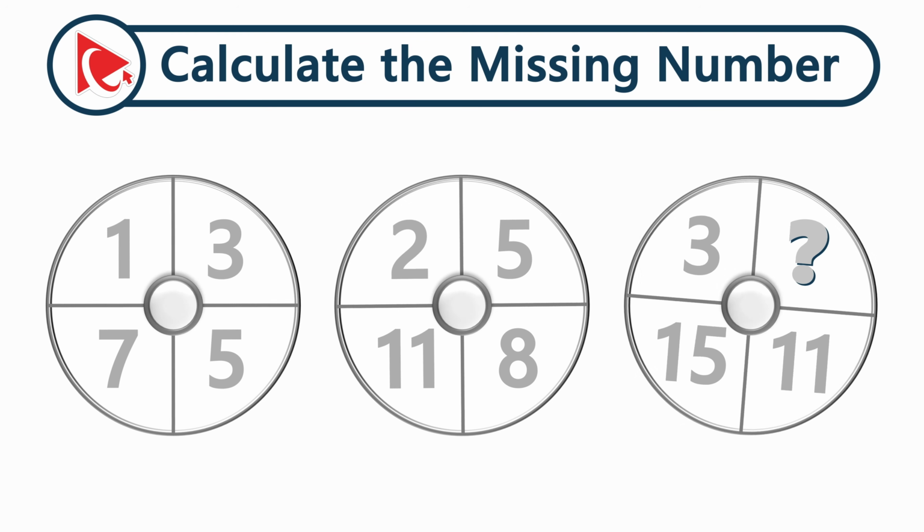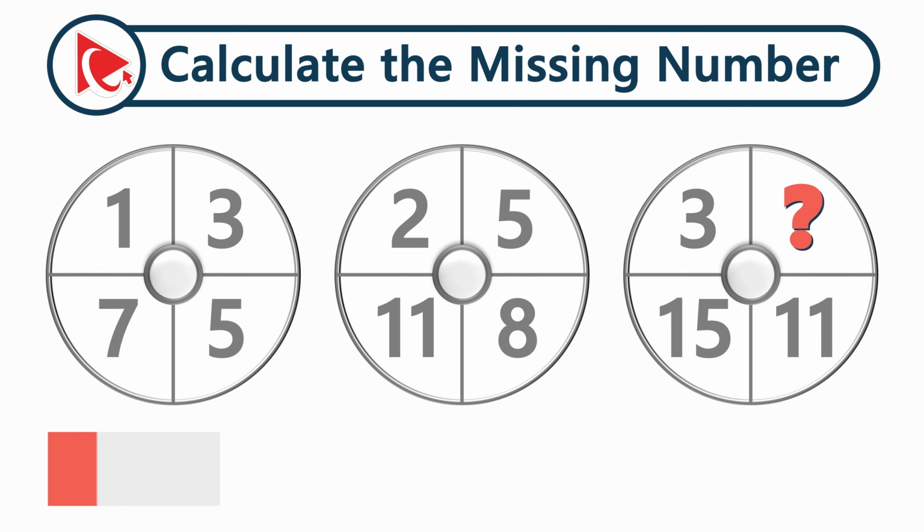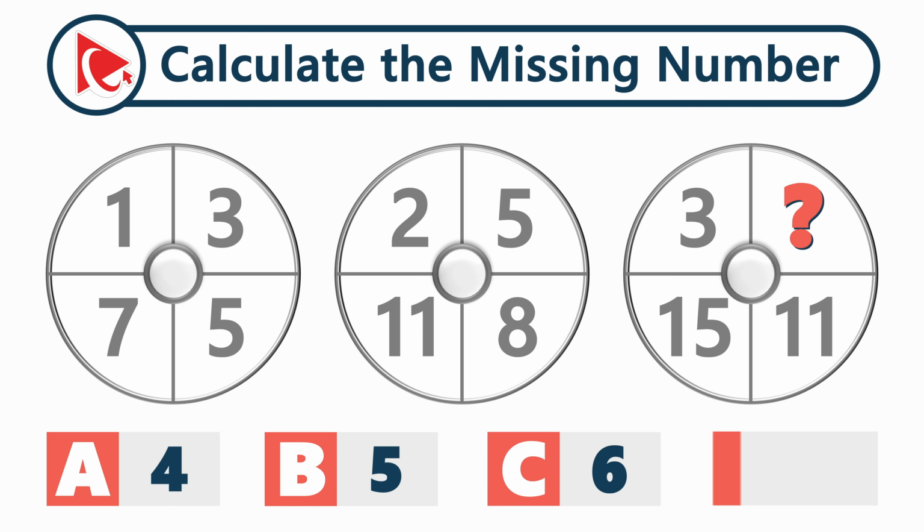You're presented with 3 circles. Each circle has 4 sections. And obviously each section has a number inside. First circle has numbers starting at 5 o'clock, 5, 7, 1, and 3. Second circle has numbers 8, 11, 2, and 5. And then the third circle has numbers 11, 15, 3, and then comes the missing number, which you need to calculate and select your answer out of 4 possible choices. Choice A, 4, choice B, 5, choice C, 6, and choice D, 7.